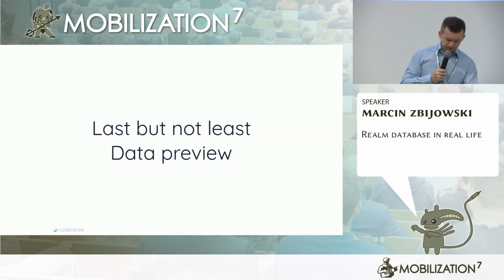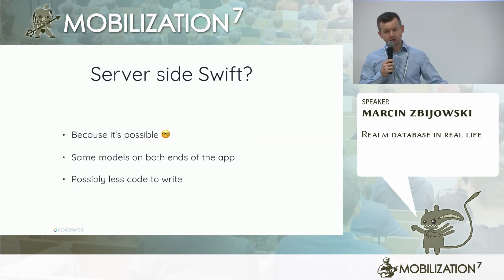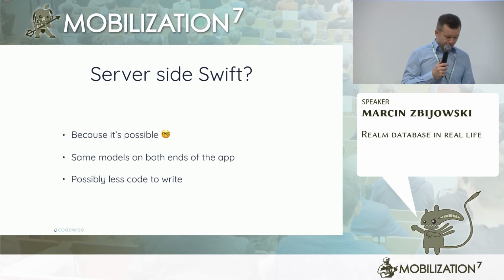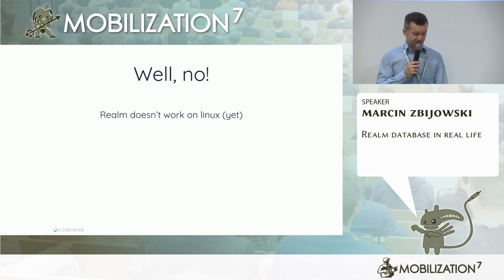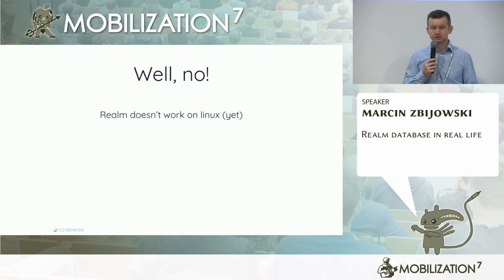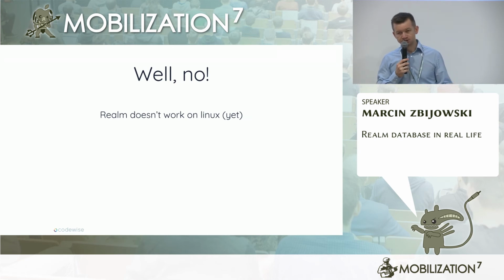Last but not least, data preview. Firstly, I thought I would use server-side Swift because it's possible. You can run Swift apps on Linux, and I thought that I could save some time for myself, reuse the same data models, maybe some other code, so I don't have to write the same stuff again. But Realm doesn't work on Linux yet because the core functionality of Realm highly depends on Objective-C runtime integration on Apple platforms, and therefore it's not that easy to rewrite the core functionality in Swift, because Swift doesn't offer such functionalities.